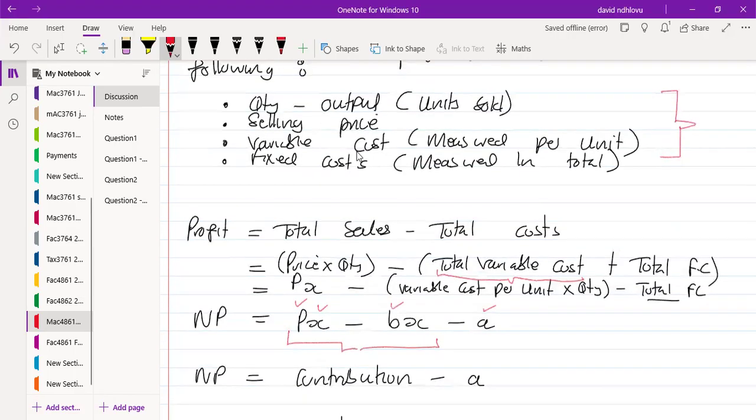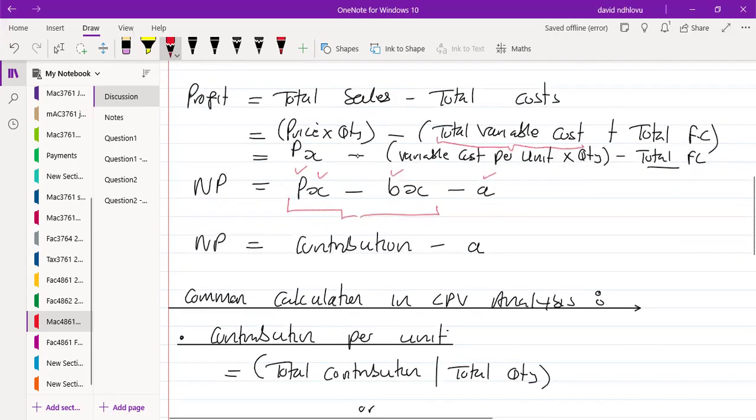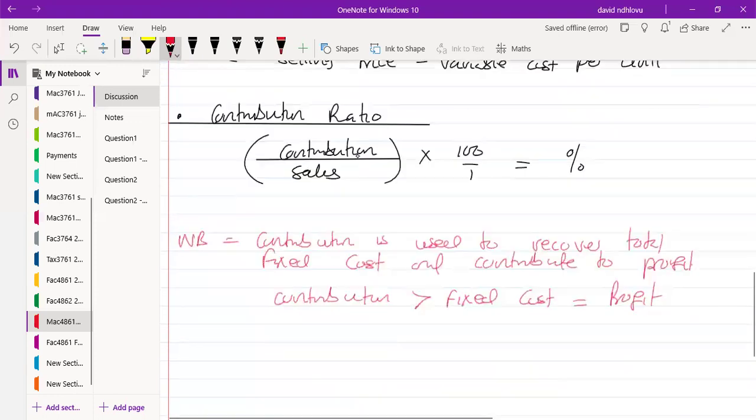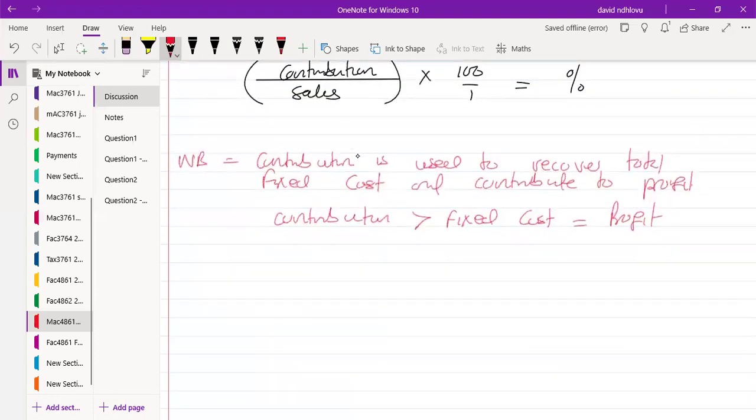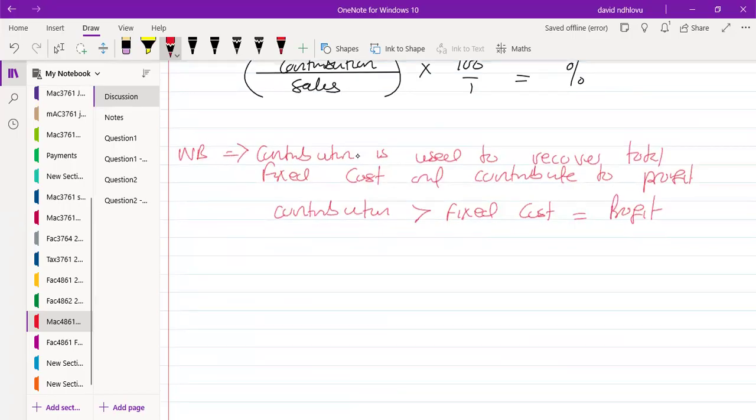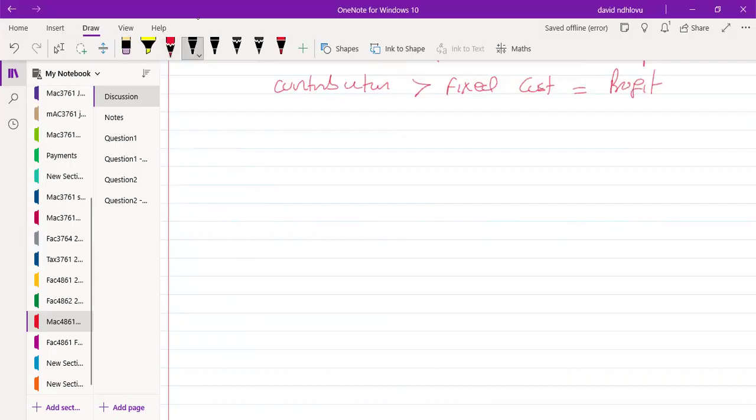So this is what we have. Remember, at the end of the day, for you to calculate net profit, you have to say contribution minus the fixed cost. Then you can determine the amount of profit that you can make. That's contribution. It is used to cover the fixed cost, and any residual amount after the fixed cost have been covered, it means you made a profit.